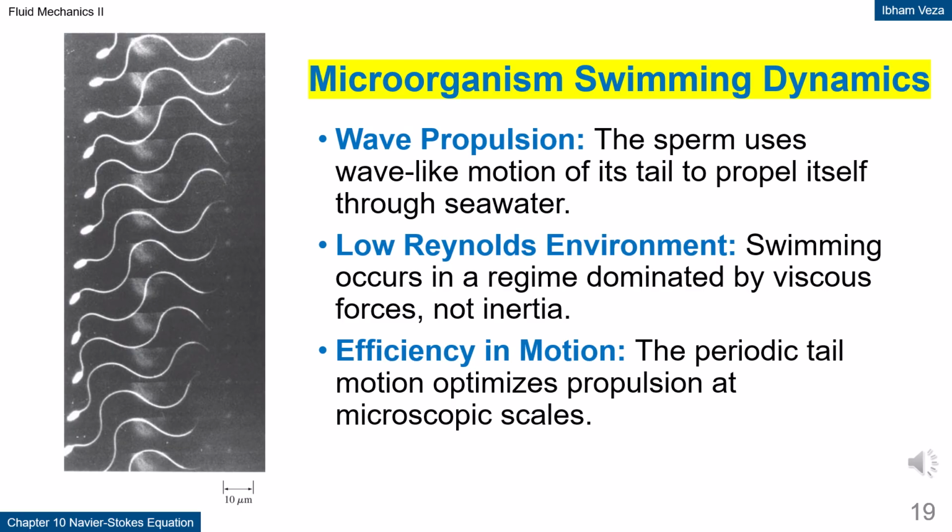Microorganism swimming dynamics. Microorganisms, such as sperm, swim in a regime completely dominated by viscous forces. The wave-like motion of the tail generates propulsion through interaction with the viscous fluid. There is no benefit from inertia, so motion must be continuously maintained. The efficiency of motion is determined by the shape and oscillation pattern of the tail. This again emphasizes that macroscopic mechanical intuition does not apply at the microscale.